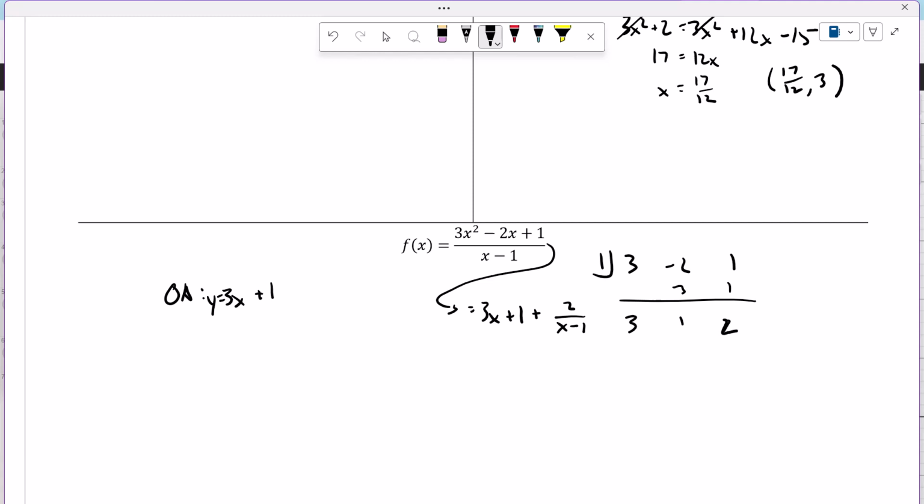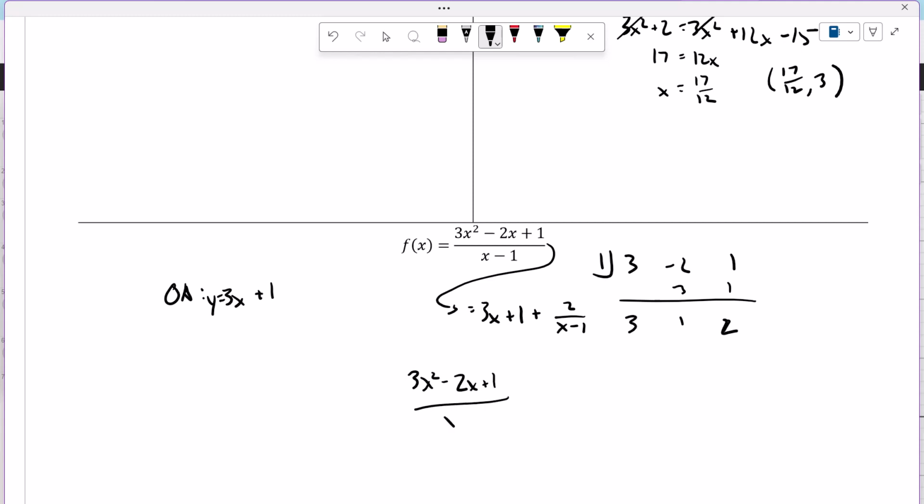Does it cross it? No. You can't? Who told you this? How do we figure it out? Why couldn't you? How do we figure it out? Just set the function equal.